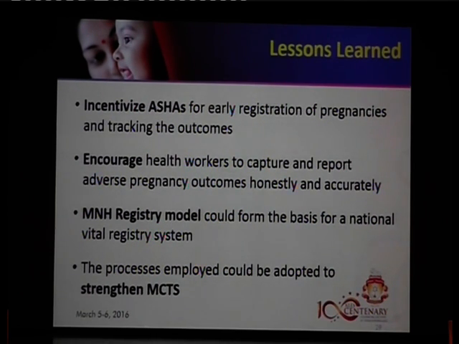We are paying a small incentive to ASHAs for tracking the likely to conceive as well as the pregnant woman and the woman in the postnatal period. Encourage health workers to capture and report adverse pregnancy outcomes honestly and accurately. This is very important. And the MNH registry model can form the basis for a National Vital Registry System. And this also can strengthen the existing Government of India mother-child tracking system.